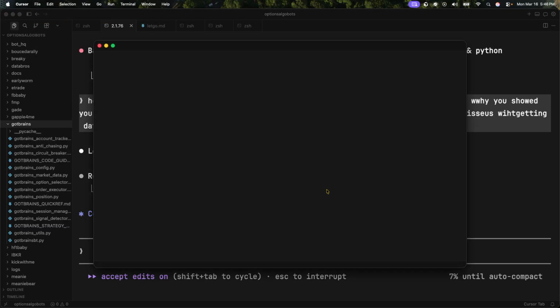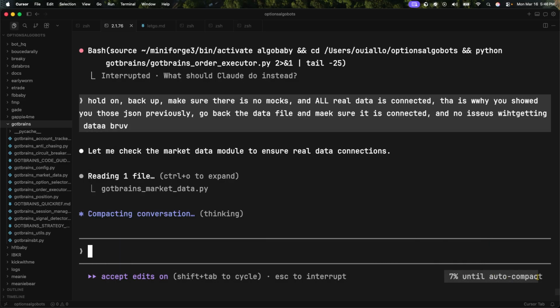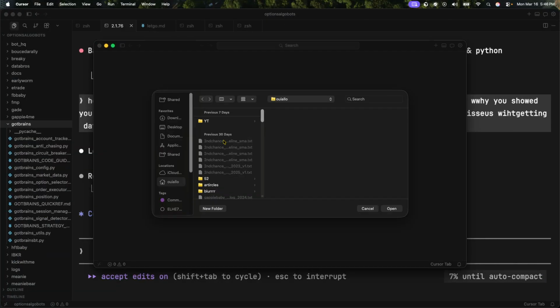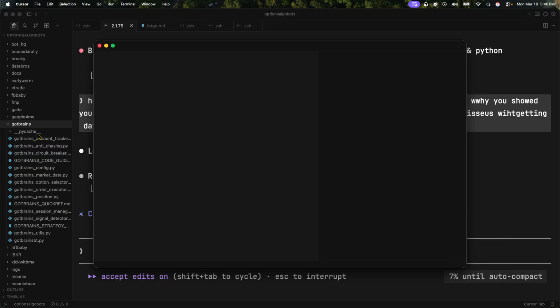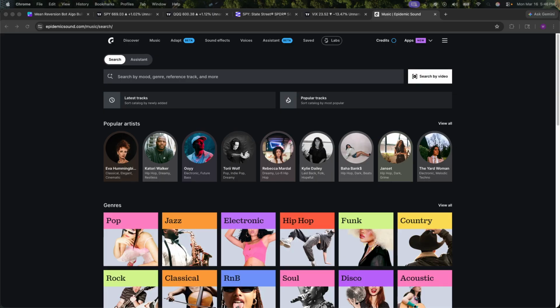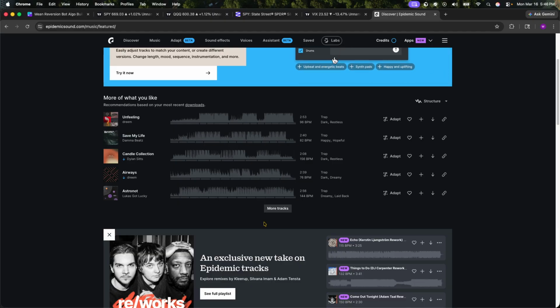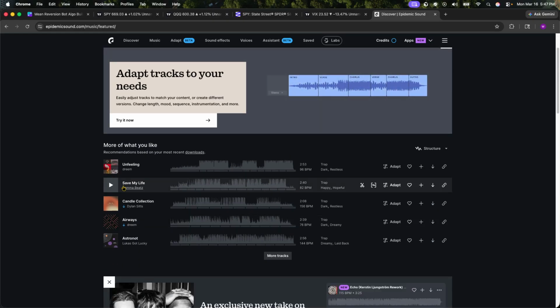All right, while it's compacting, I need to go get the music. And you see how, like, you little cheap bastard, compacting on 7%, but whatever. I need to go grab the music real quick. Let me just open this folder. I use Epidemic Sounds to grab my music, so I'm going to click on Discover. Let's see if we can find a few that sound nice.